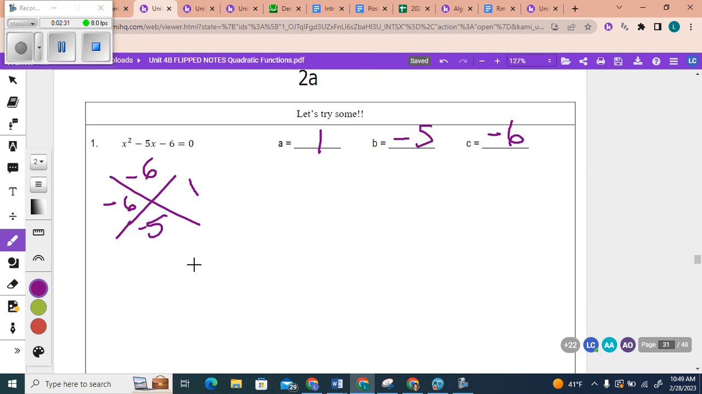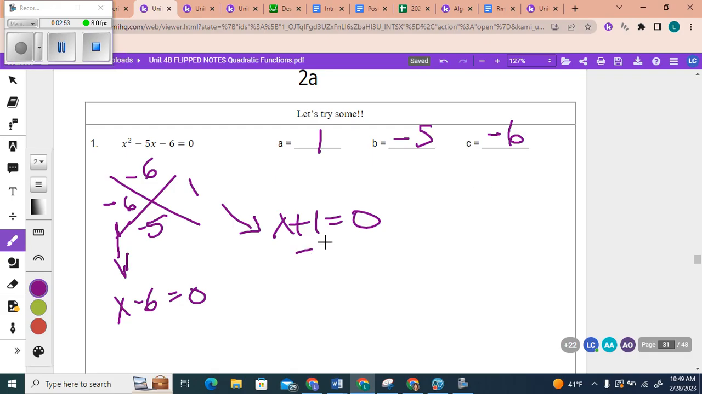Okay. Doing this, x minus 6 equals 0, x plus 1 equals 0, is a lot less work than the quadratic formula. Save yourselves time if you can. We are not going to tell you what to do on your test. You're going to decide.